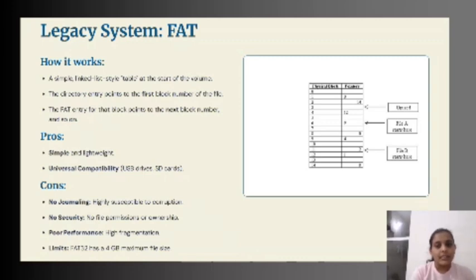Then the cons of FAT. It has no journaling. So if you remove a USB drive while it's writing data, the file can easily get corrupted. Next, it offers no security, meaning there are no permissions or ownership options. Then it has poor performance because files can become scattered on the disk, making it slow. It has a 4 GB file size limit, which makes it unsuitable for storing large modern files like videos. Because of these limitations, FAT is still used for small storage devices but not for the main operating system anymore.